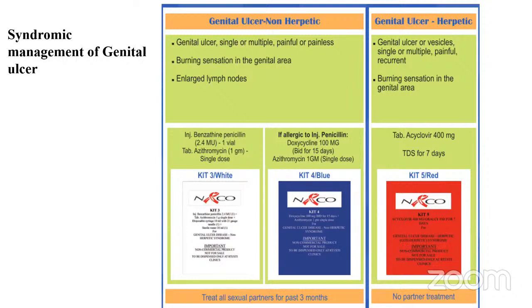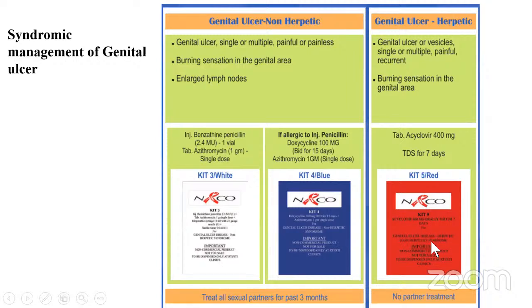So first, the physician will classify whether the genital ulcer is herpetic or non-herpetic. In a herpetic ulcer, the ulcers usually have polycyclic margins, they usually have recurrences, and they are painful. Okay, if the patient is found to have a herpetic genital ulcer, then the patient would be given the red kit or kit 5. This contains tablet acyclovir 400 milligram 3 times daily for 7 days.